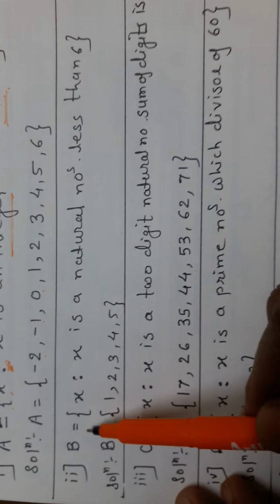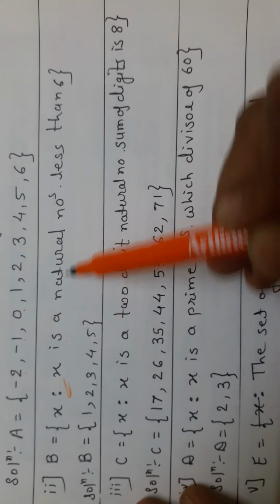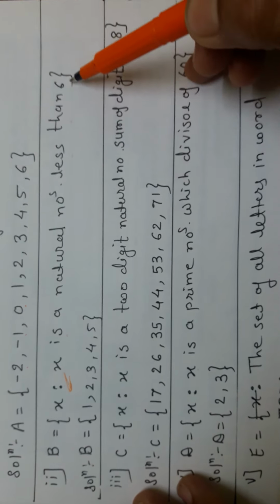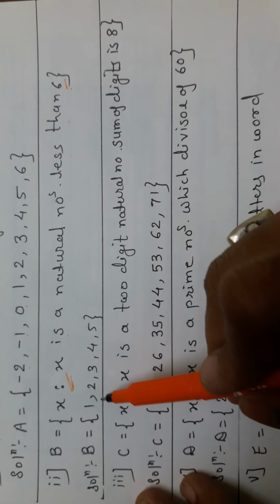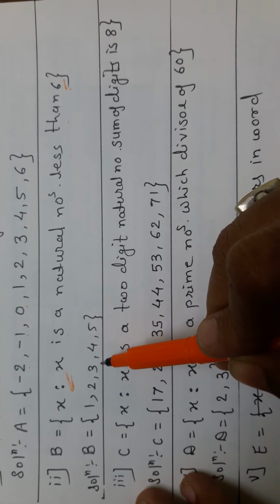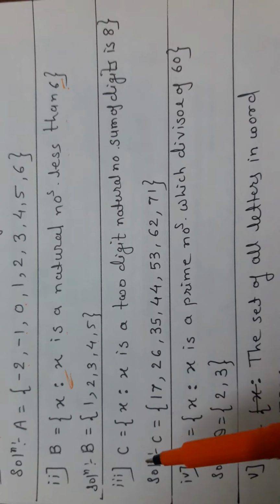Second, B is equal to the set of all x such that x is a natural number but less than 6. So which natural numbers are less than 6? That is 1, 2, 3, 4, 5. The set is 1, 2, 3, 4, 5.